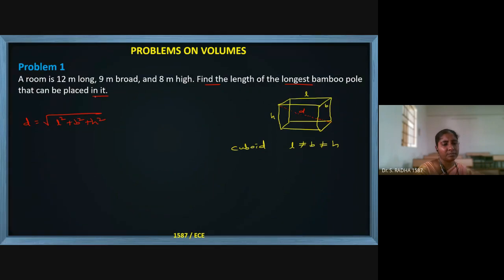You check the units, all of them are in meters. Otherwise, you have to convert them to a single unit. All of them should be in centimeters or in meters.